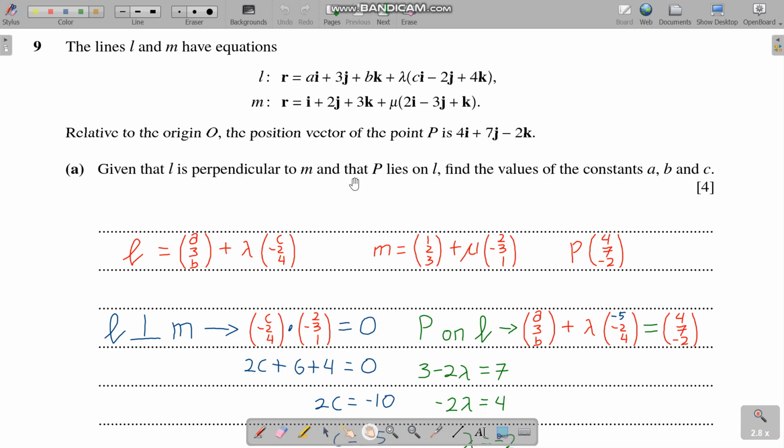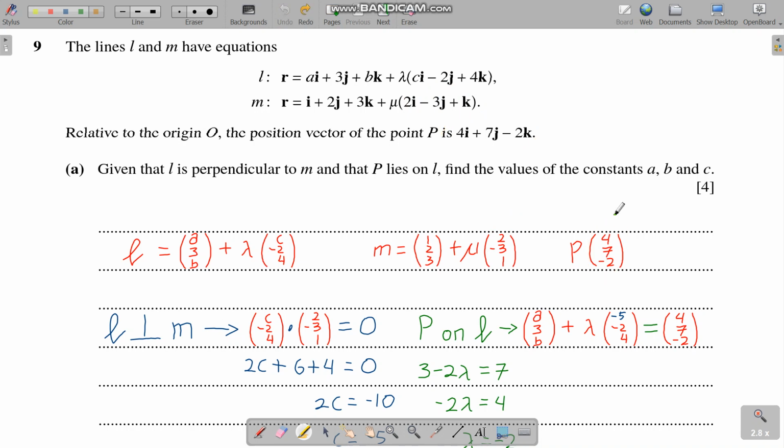This question is about vectors. The lines L and M have equations. For L, it's (a, 3, b) plus mu times (c, -2, 4). Just use column vectors like this. And for the line M, (1, 2, 3) plus mu times (2, -3, 1). And the position vector of P is (4, 7, -2).